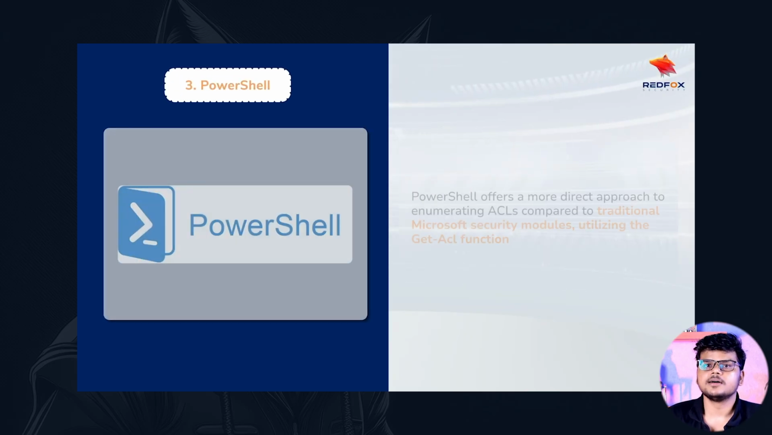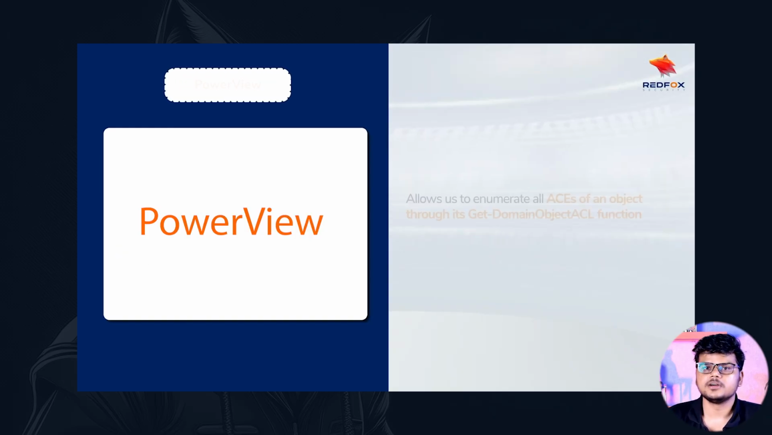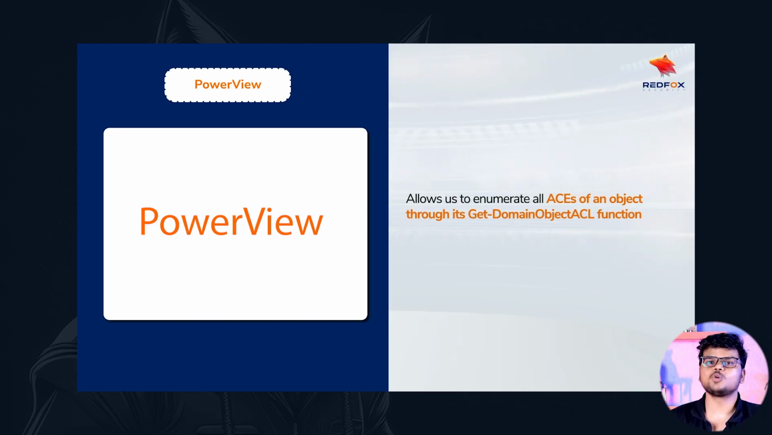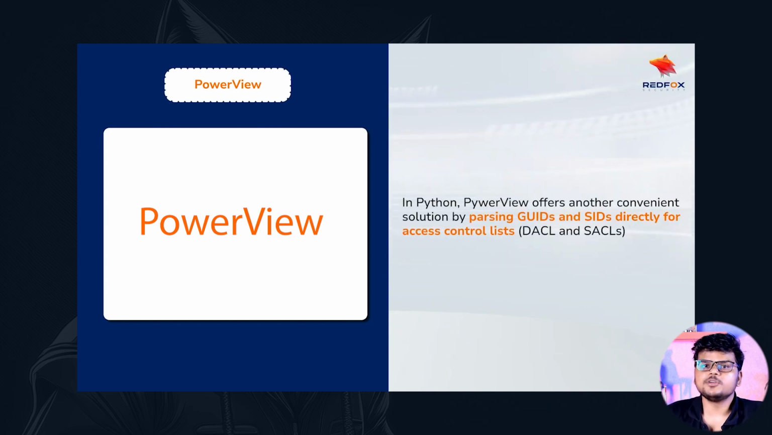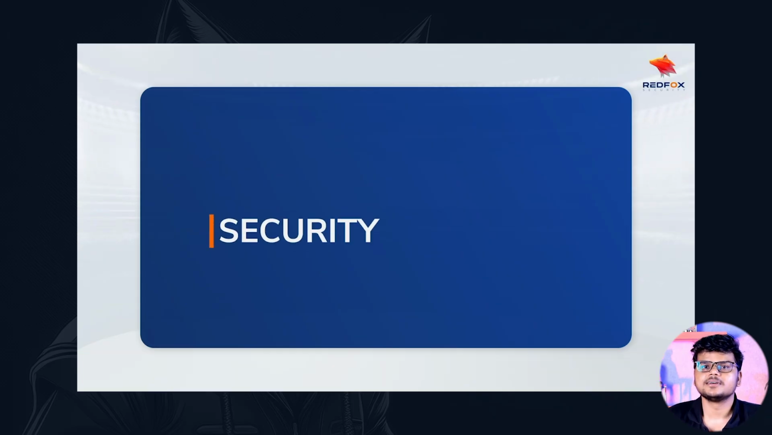PowerShell offers a more direct approach to enumerating ACLs compared to traditional Microsoft security modules, utilizing the Get-ACL function. PowerView. It allows us to enumerate all ACEs of an object through its Get-DomainObjectACL function. In Python, PowerView offers another convenient solution by parsing GUIDs and SIDs directly for access control lists, DACLs and SACLs.